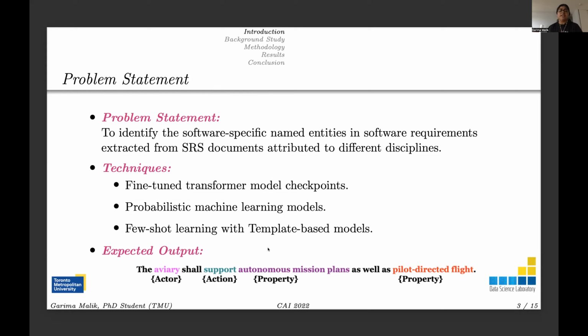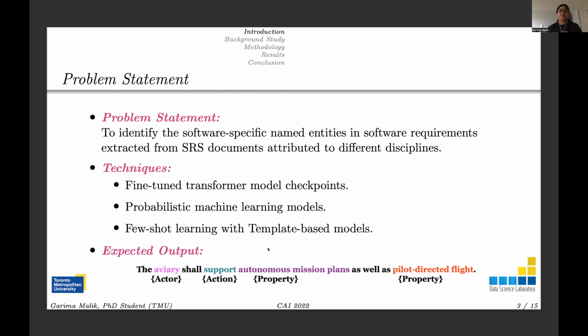The techniques we employed in this particular work are as follows: we fine-tuned transformer model checkpoints over the data sets we extracted. Then we also compared the performance with probabilistic machine learning models. And then we also did some preliminary experiments with few-shot learning, which is a newly popularized concept.